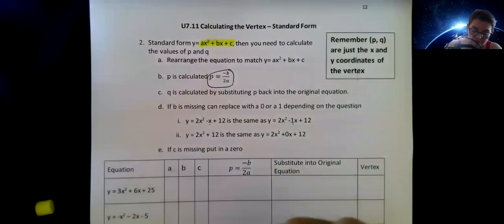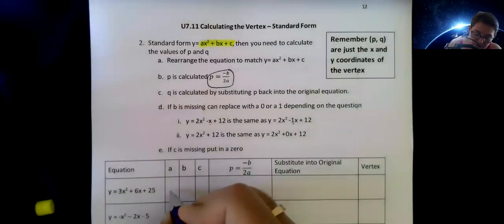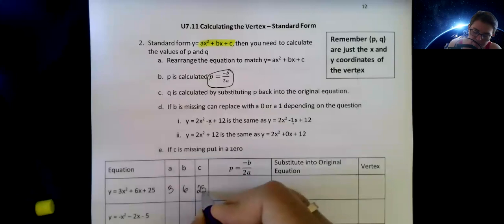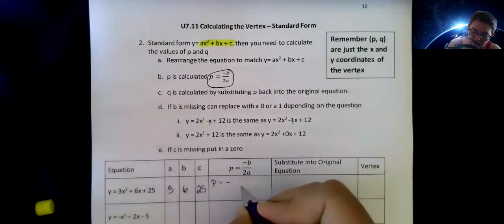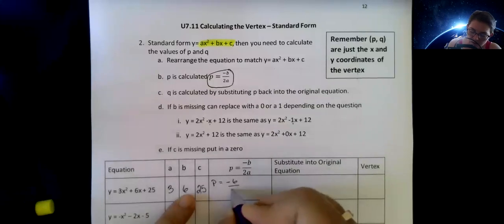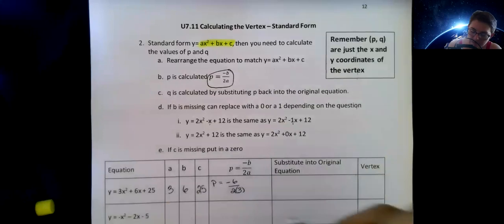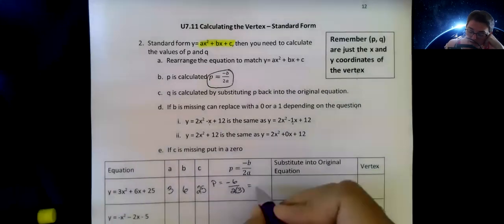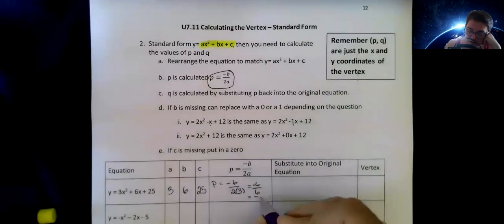First thing you have to do is make sure you're good at reading these. A is the number in front of the x squared, that's 3. B is the number in front of the x, which is 6. And c is 25. So p is equal to minus b over 2 times a. I should have left myself more room. So minus 6 over 6, and that's minus 1.